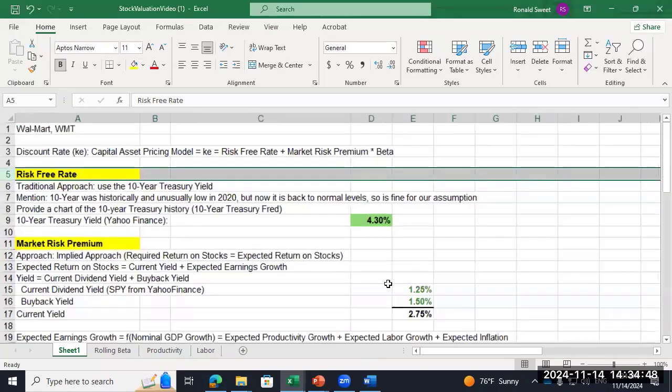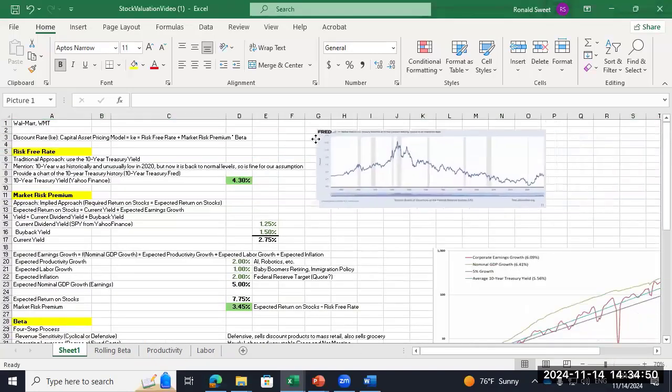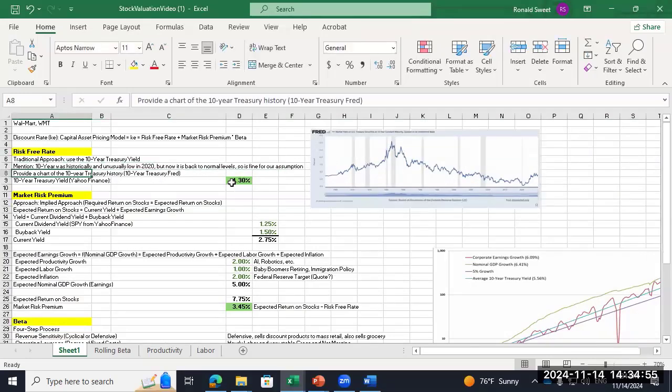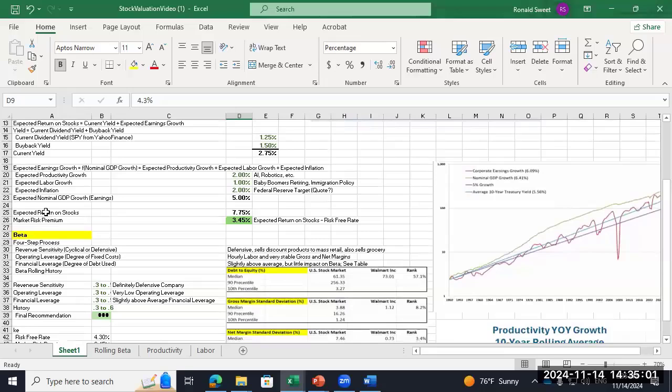Going to be pretty straightforward, other than you might put a chart in that shows the history of the 10-year treasury yield to somewhat justify why you're using the current 10-year treasury yield. The market risk premium, that one you'll see when we practice through the team question.